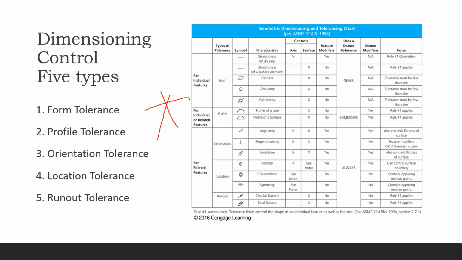So dealing with a runout is like we're dealing with a rotation, okay? We're dealing with rotation. Rotational axis. And again, don't worry about any deep meaning right now. Right now, there are 5 types of tolerance, and we call them control, dimensioning control. Commonly we say control, what's your control, meaning your measurement got to be within that limit.